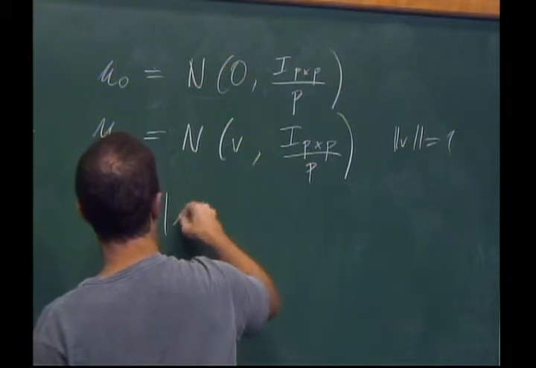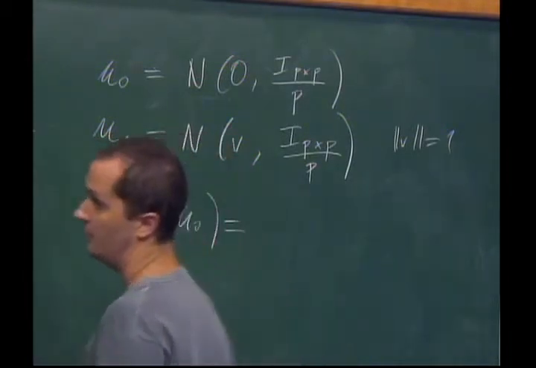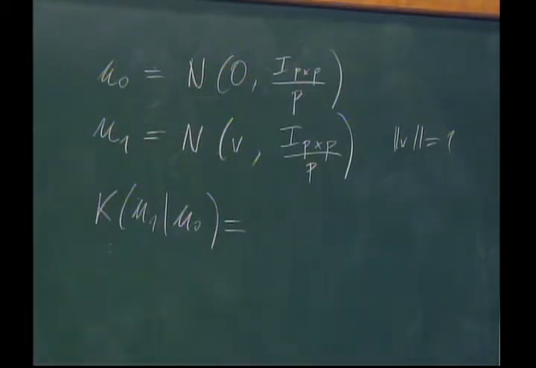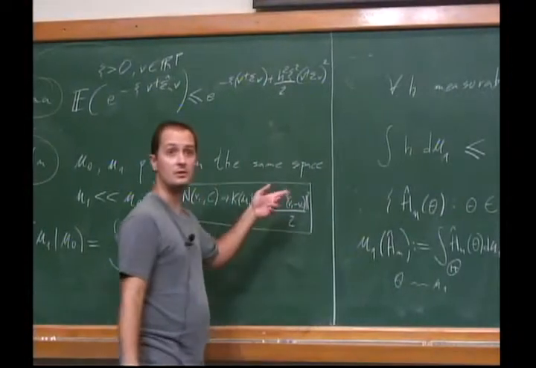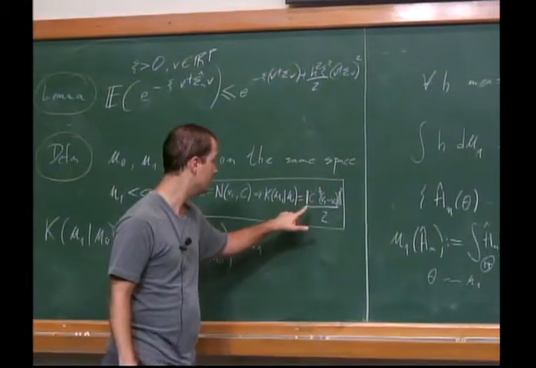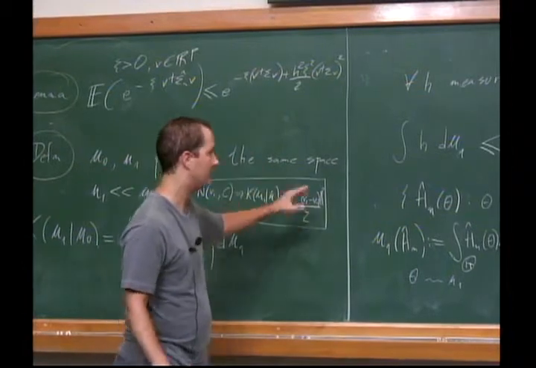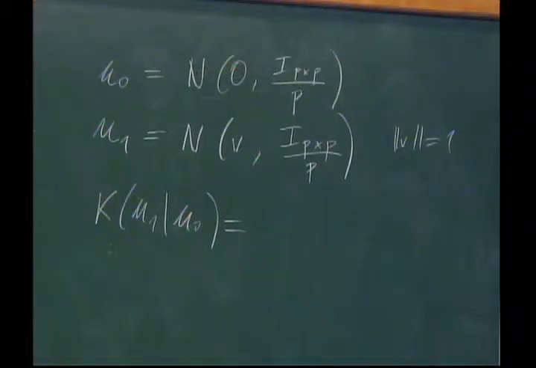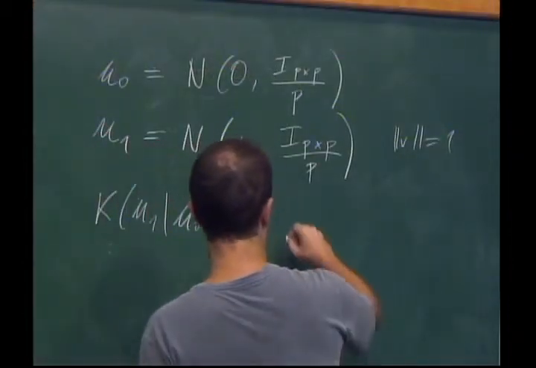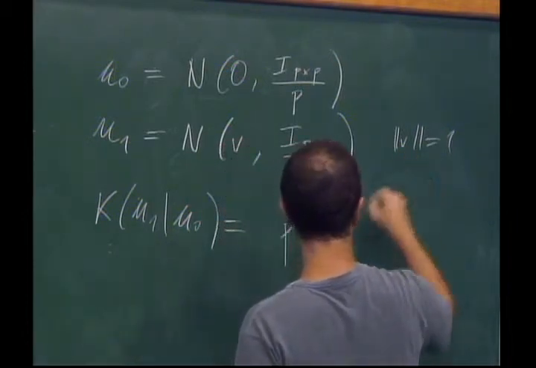I already mentioned what the Kullback-Leibler distance between two normals with the same covariance is. You need to look at the inverse covariance matrix, so that's just going to be p times identity. Take the square root here, but anyway, what you get is this thing here, p over 2.